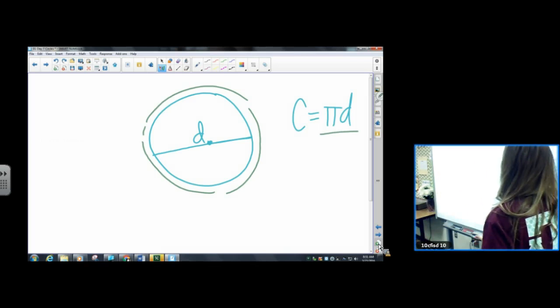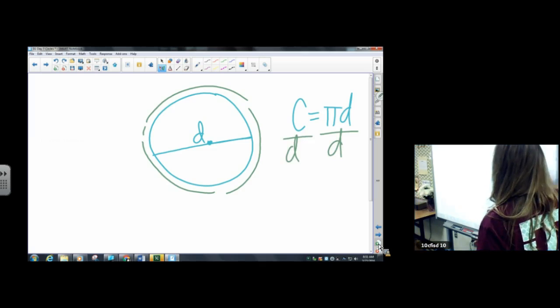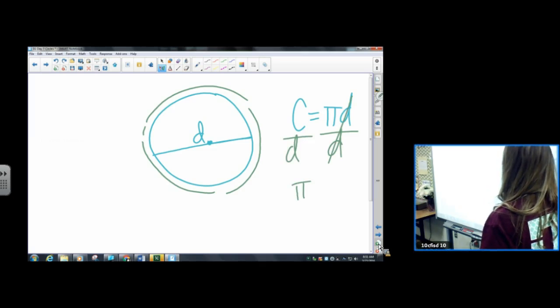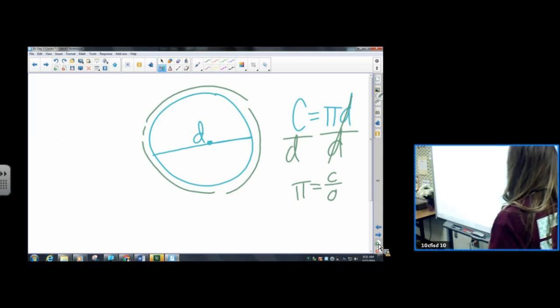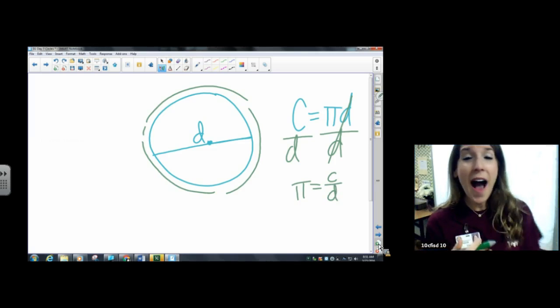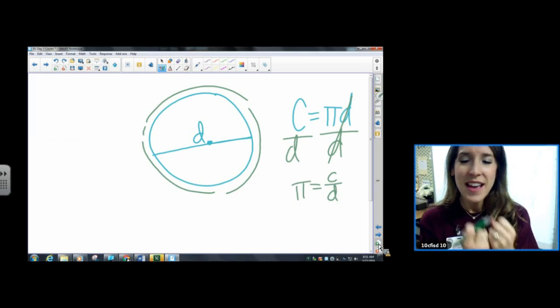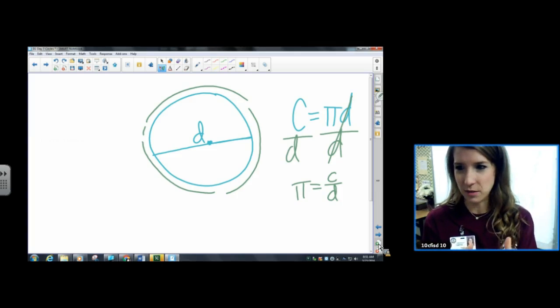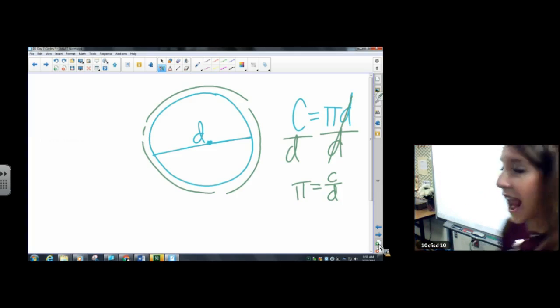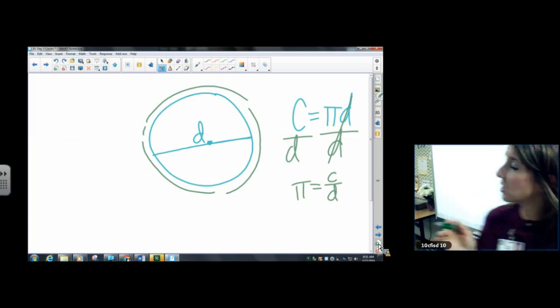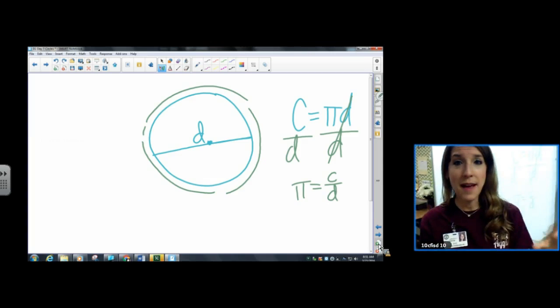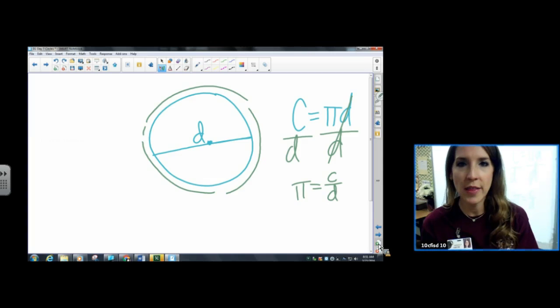If I were to solve this problem for pi, I would get pi equals circumference divided by diameter. So pi is just a ratio. It's just a really, really fancy ratio. Does that make sense? Take any circle in the universe, take the circle's circumference, divide it by the circle's diameter, and you will get 3.14159265, on and on and on.